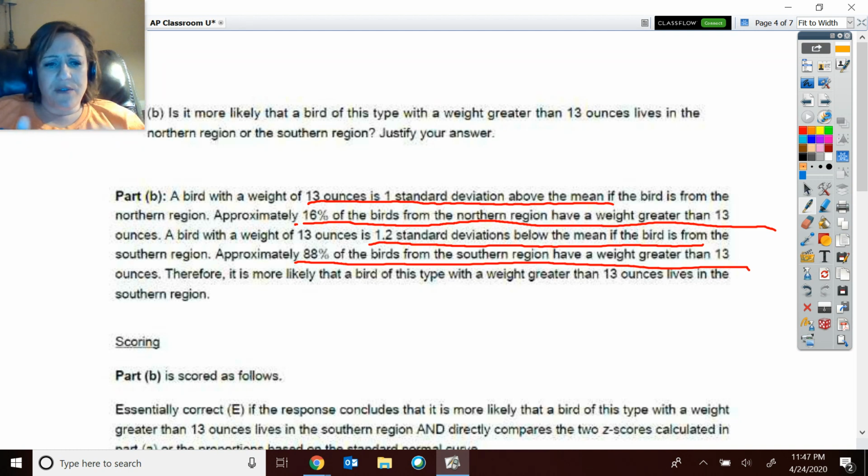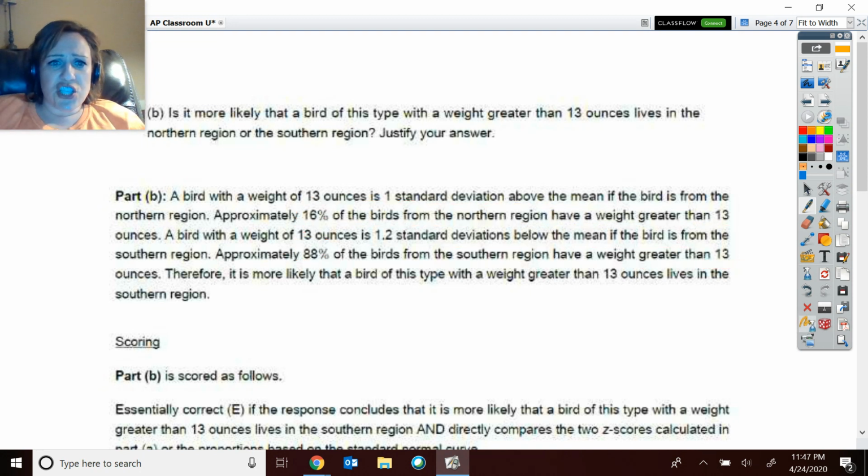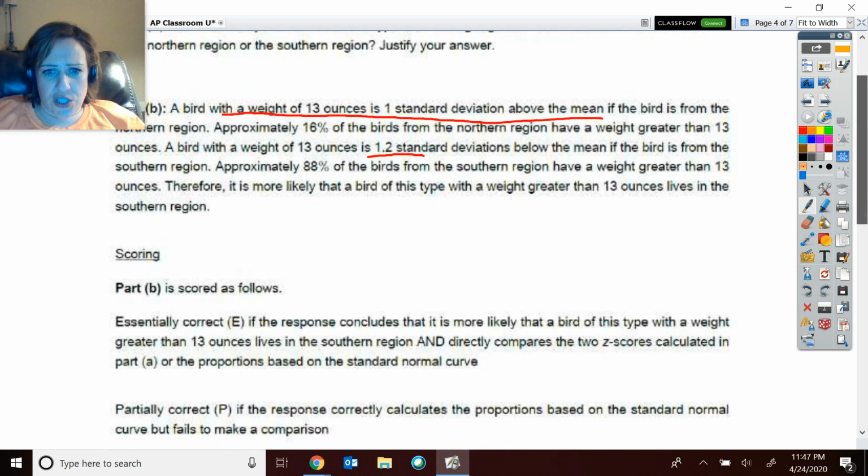So see, I actually kind of don't like that when they start bringing in these percentages. I think it gets a little on the confusing side. Which one is more likely? Okay, well, you're going to be closer to the mean. So the simplest way to say you're good to go on this one is by basically just saying the bird in the north is closer to the average and is more likely to be occurring because it is closer to the average. It is one standard deviation away, and the other one is 1.2 standard deviations away.